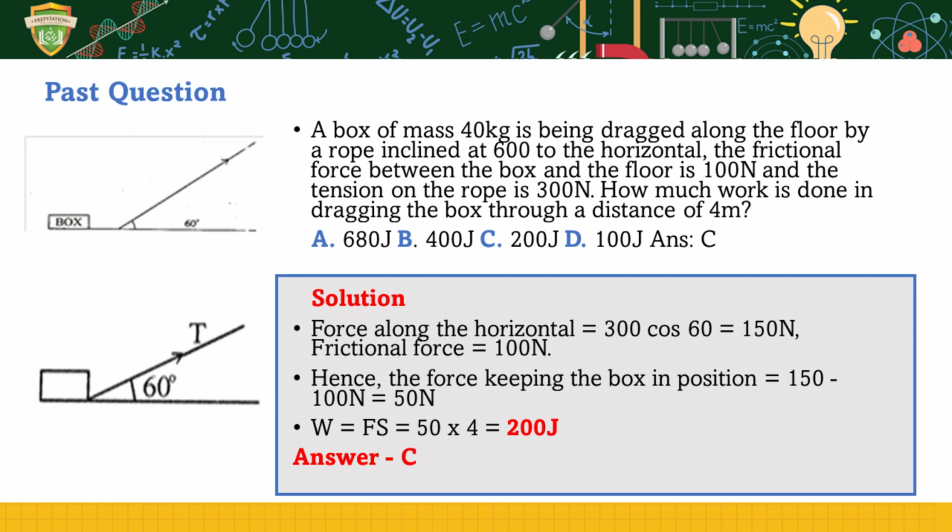Now, what is work done? Work done is force times distance. And so we are going to use what we got as our resultant force here, which is 50, and we multiply it by 4, which will give us 200 joules. So if you go back to the question and you look at the options, you will notice that the correct option there is C, which is 200 joules.